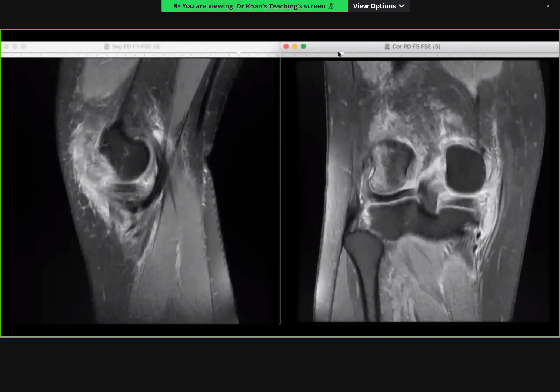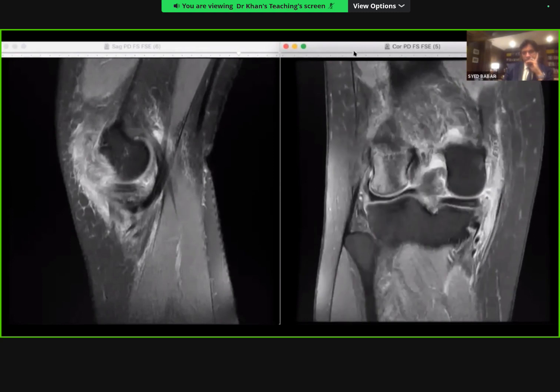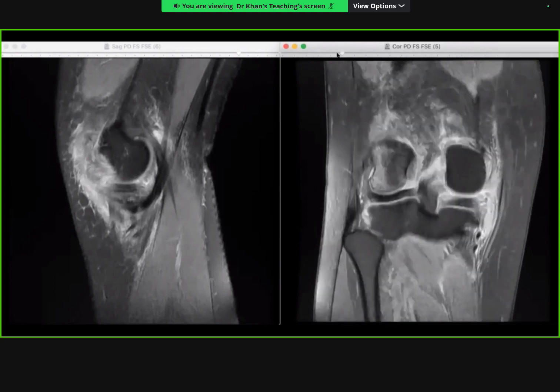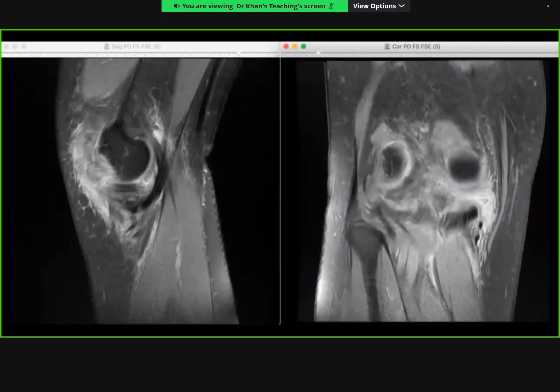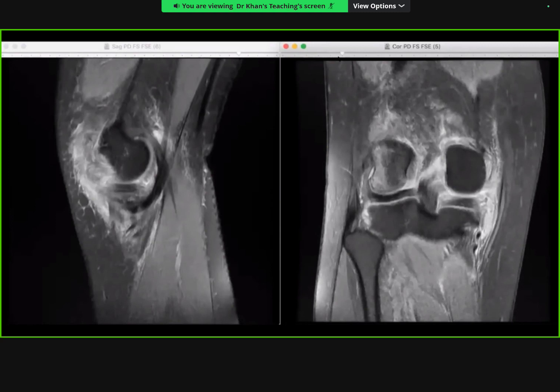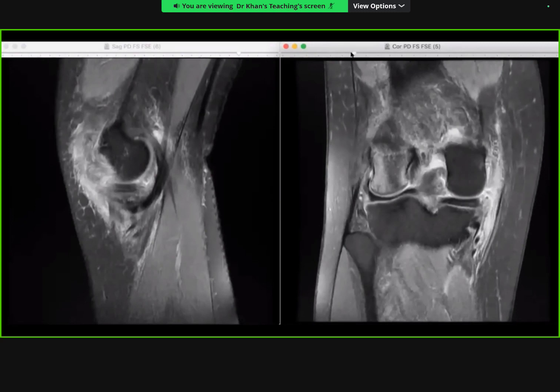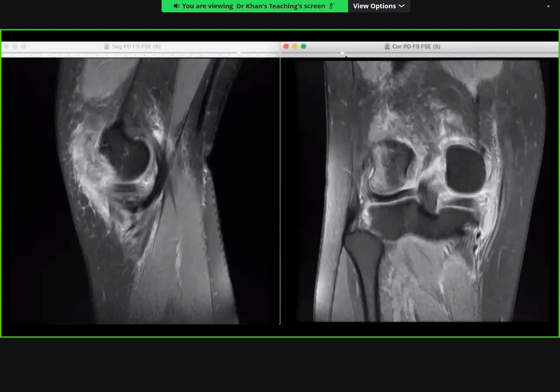There is abnormal signal in the lateral collateral ligament. I wonder if that's part of the capsule. I'm trying to distinguish that from the lateral collateral ligament. So actually, I think the lateral collateral ligament is probably okay. So that's probably just the capsule.